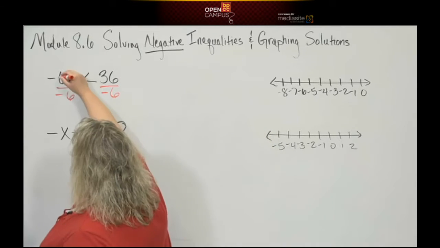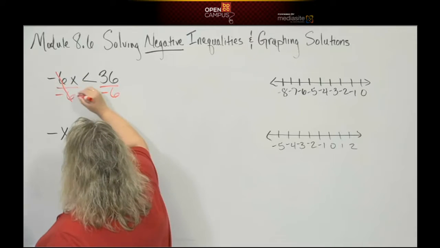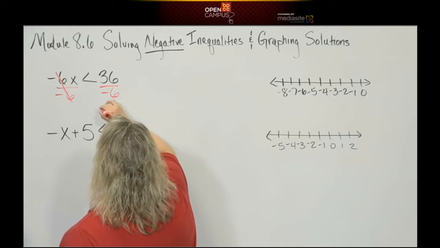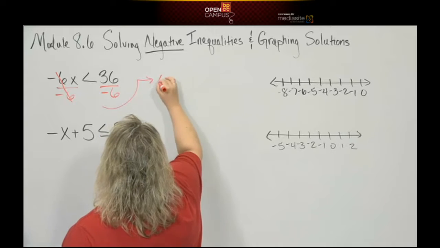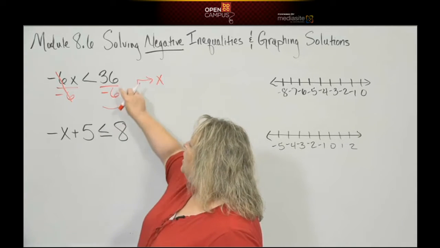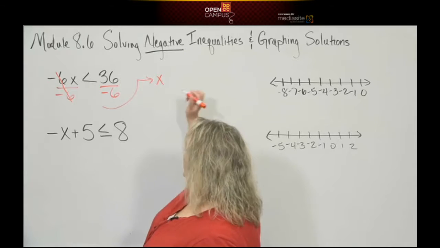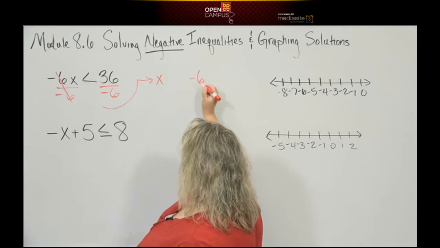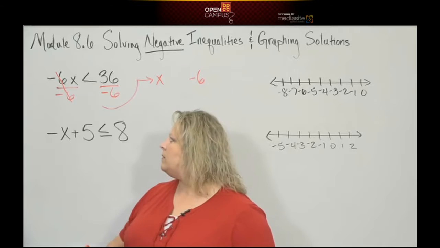So when I do this division, a negative divided by a negative is a positive, so that changes to, I'm going to flip it over here, okay? A positive x, which is what we want. Over here, 36 divided by negative 6 makes negative 6. Okay, we've done that. No big deal.